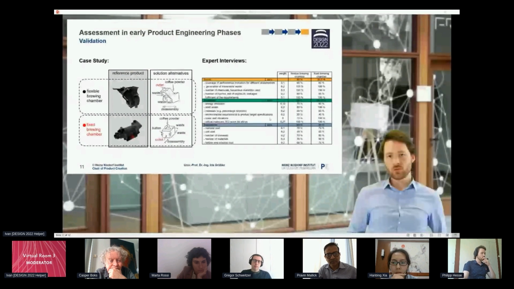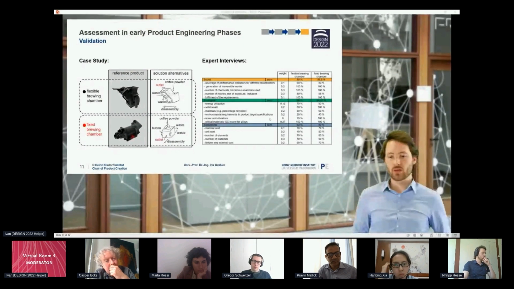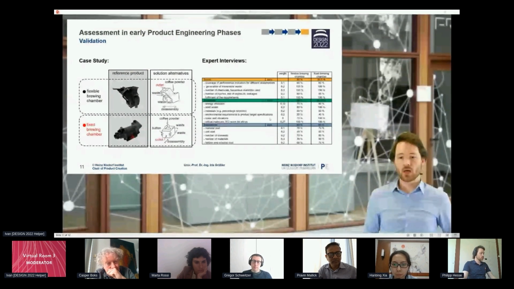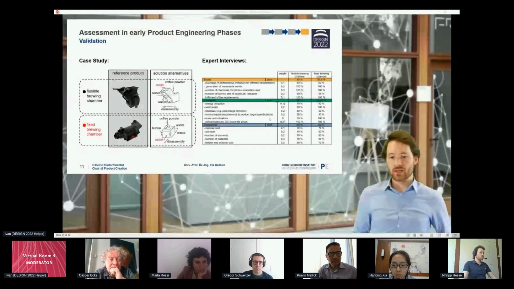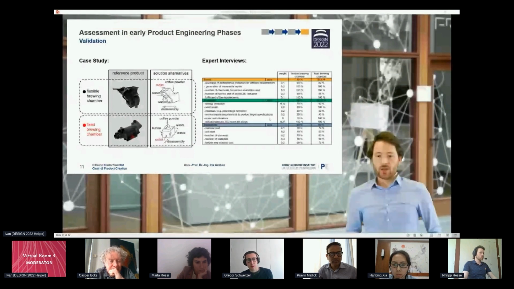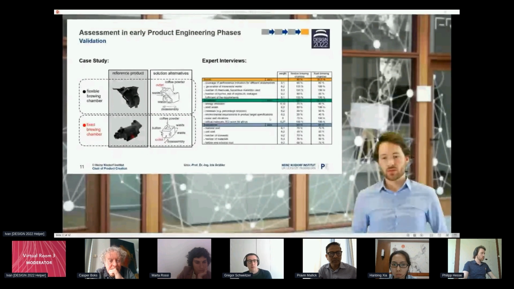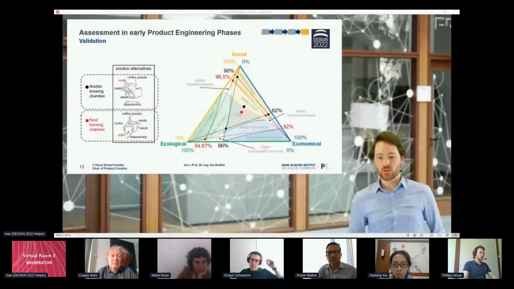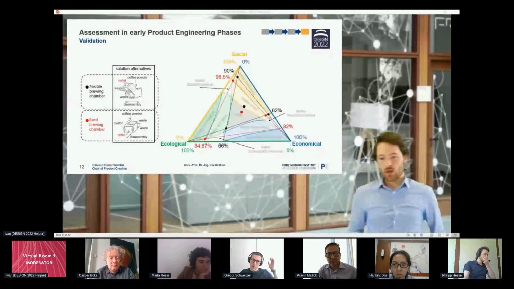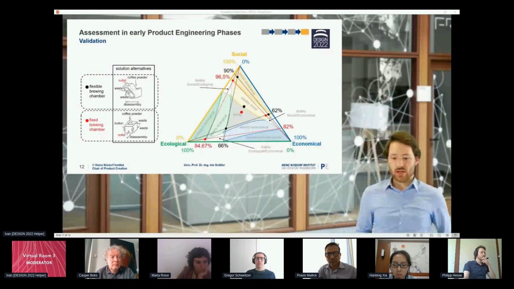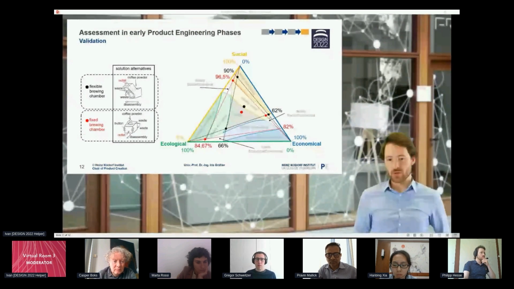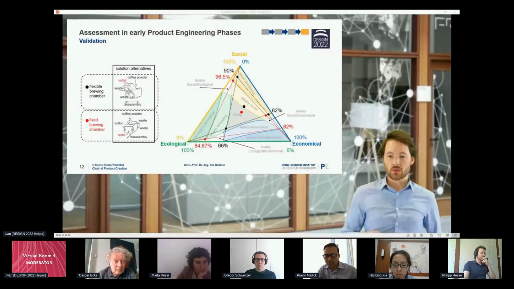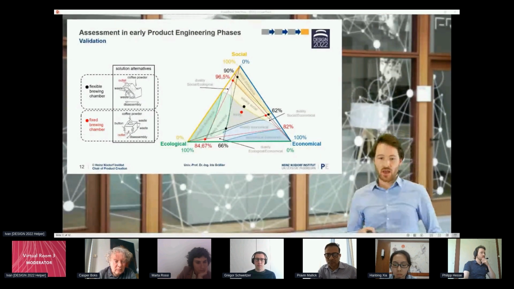We used the brewing unit of a fully automatic coffee machine in the validation, and created some sketches. In an expert interview on the stakeholder perspective of the engineering phase, we generated the values of the dimensions and added them to the sustainability triangle. In the middle, we see the red dot, and the red dot is located in the middle and shows that every dimension, social, ecological, and economical, has nearly the same value.